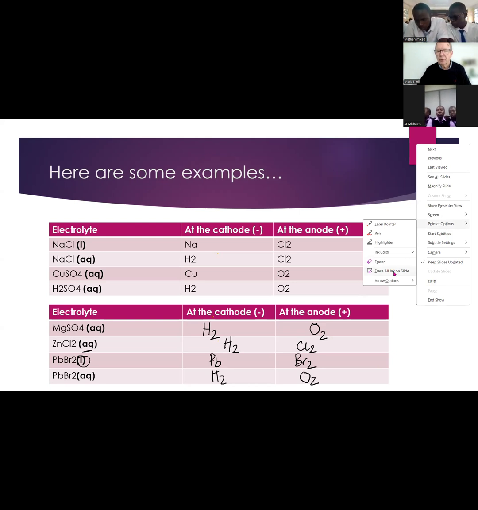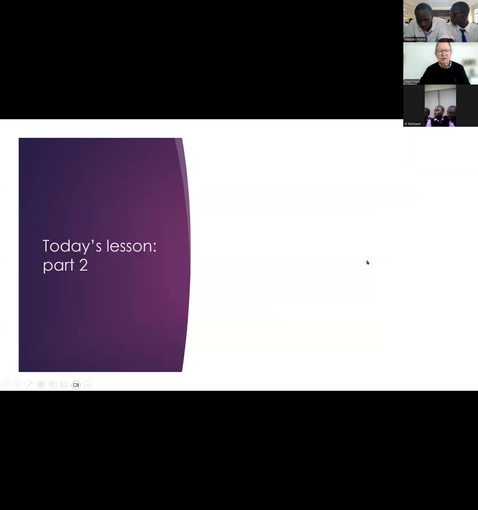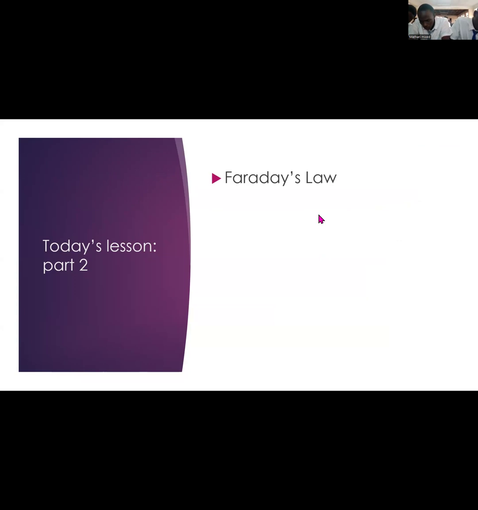Okay. So this is lesson part 2. Lesson part 2 is about Faraday's law. Faraday's law is all about something really obvious. The first thing is that if you run more electricity through something, it has greater effect. So if I use more electricity, particularly for longer, I get more product. That's obvious.